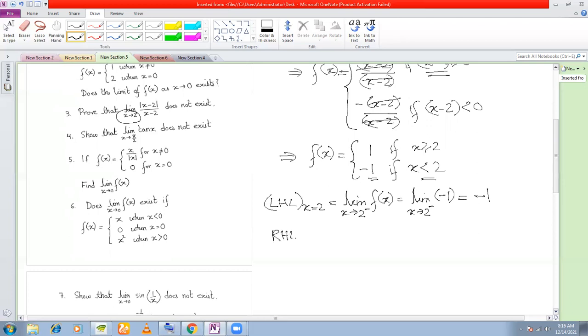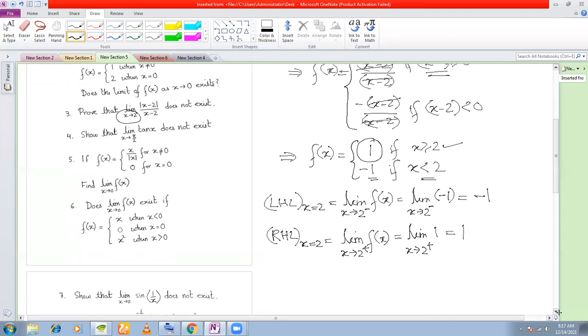Right hand limit at x equal to 2 is equal to the limit as x tends to 2 plus of f(x). Now x is approaching 2 from values that are higher than 2. So what is the value of the function? 1, because for x greater than or equal to 2, f(x) is equal to 1.